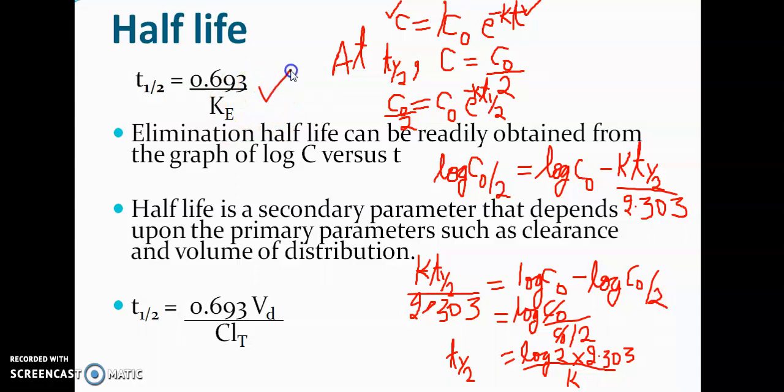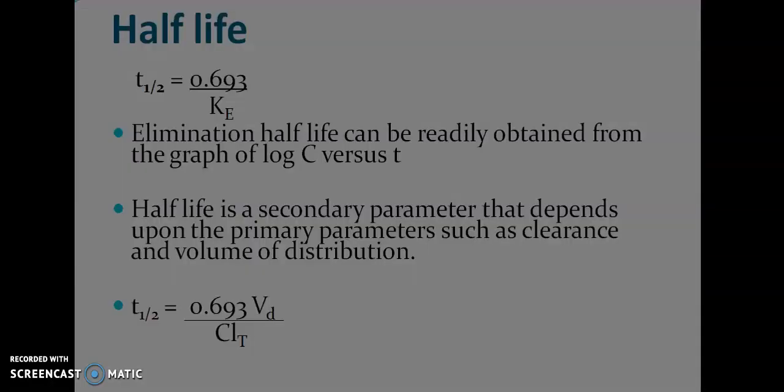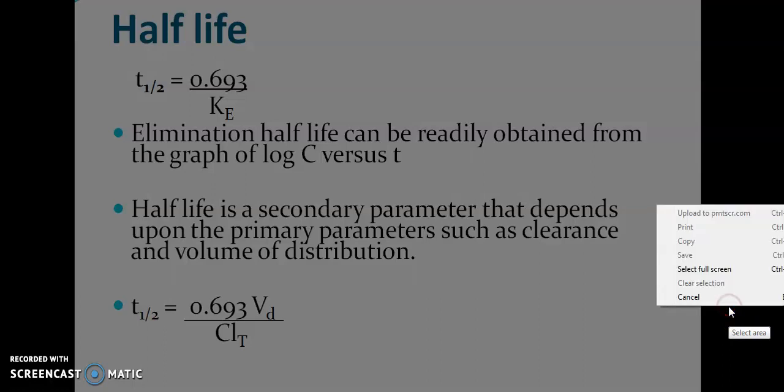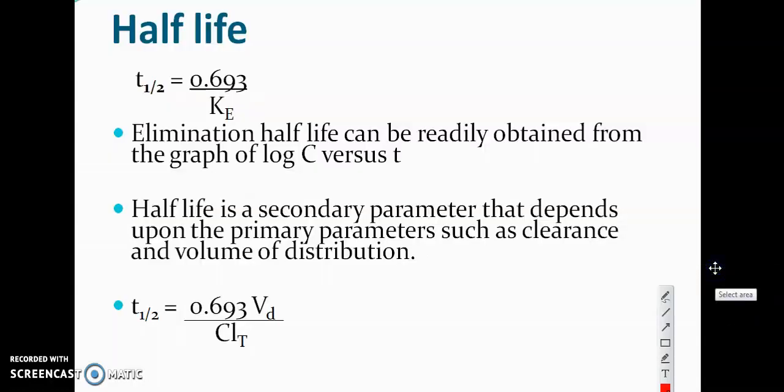So finally we have obtained this formula which says that t half is equal to 0.693 over k. Now here, this is one of the formulas to calculate the elimination half-life, but elimination half-life can also be calculated from the graph. Means if we have a graph, then we can calculate it very easily.